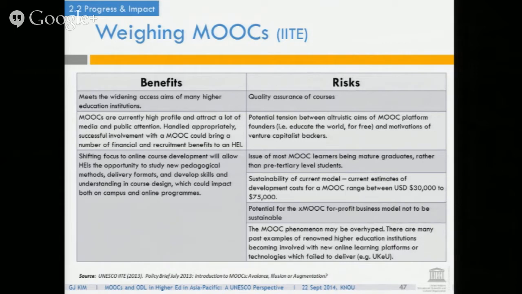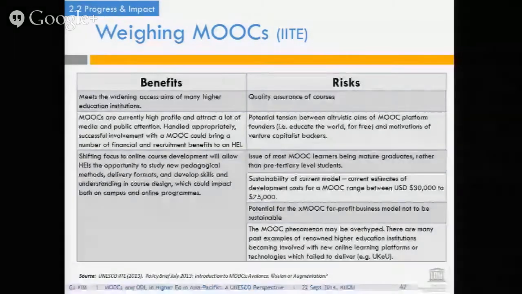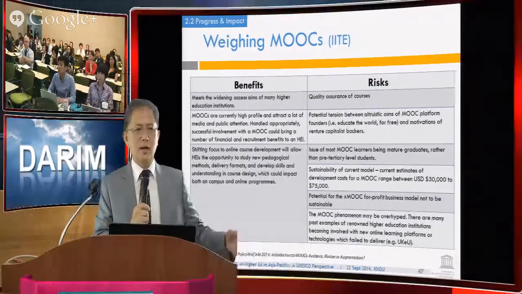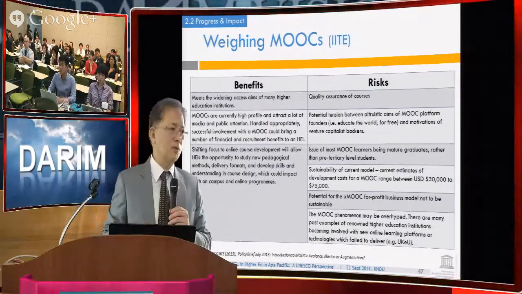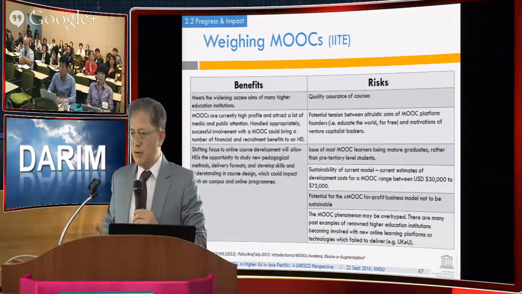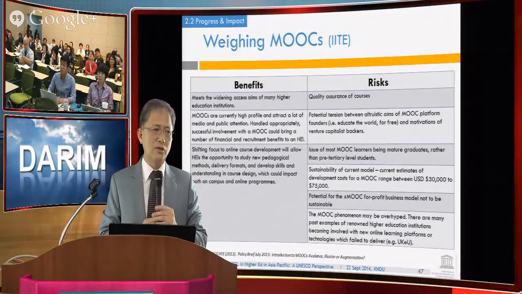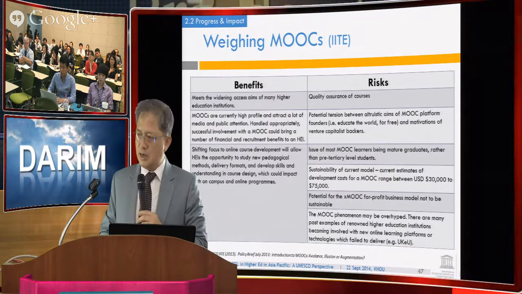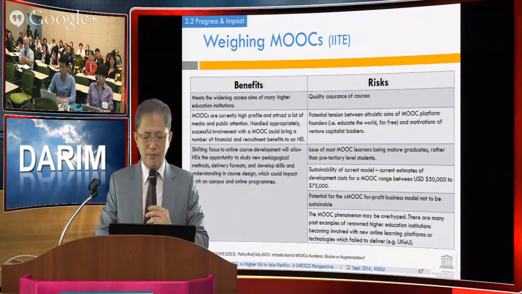There are many past examples of renowned higher education institutions becoming involved with new online learning platforms or technology which failed to deliver. This is, I think, a very legitimate warning, knowing that MOOCs are very recent. There hasn't been enough study about MOOCs. We don't know yet enough about how MOOCs are helping learners in different ways.